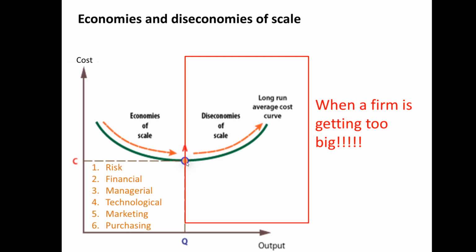But after this, you can see the curve is moving up again. It's moving up again after the lowest point in the curve, and we call that diseconomies of scale. Usually we generalize that when you are experiencing diseconomies of scale, it means the firm now is getting too big. So this part here is when the firm is getting too big, and then the cost will be getting higher once again.